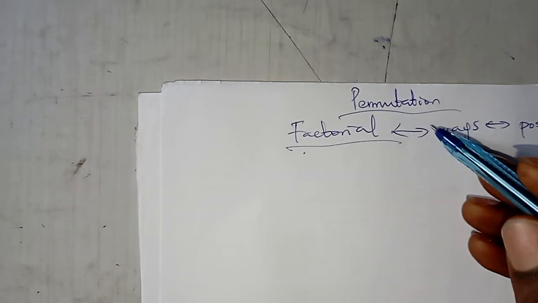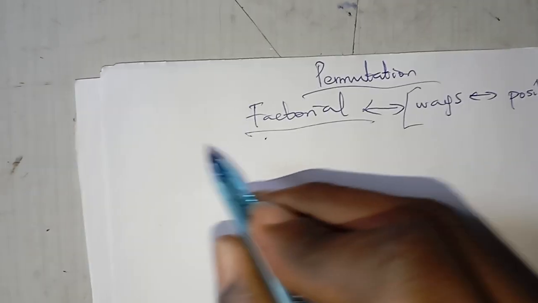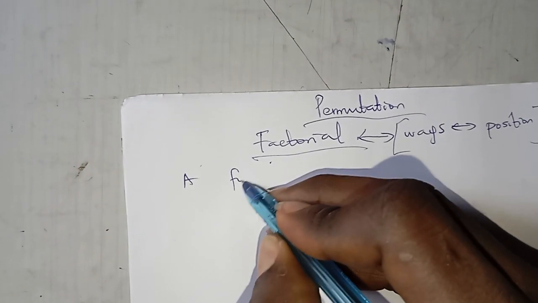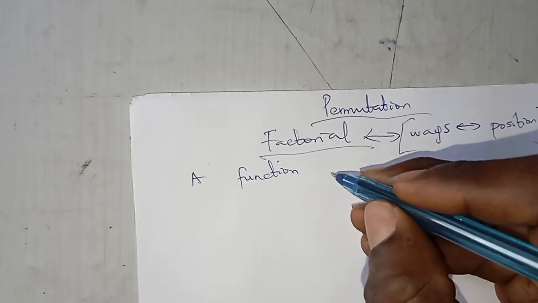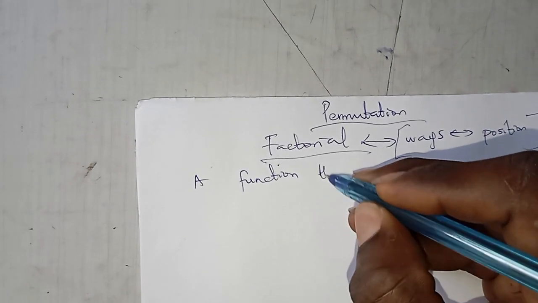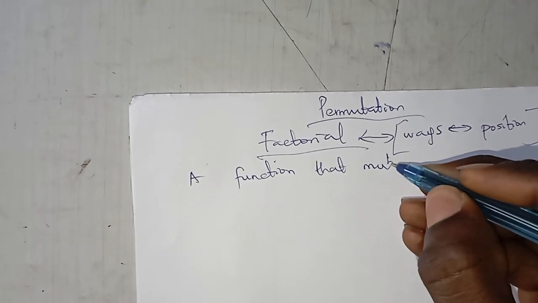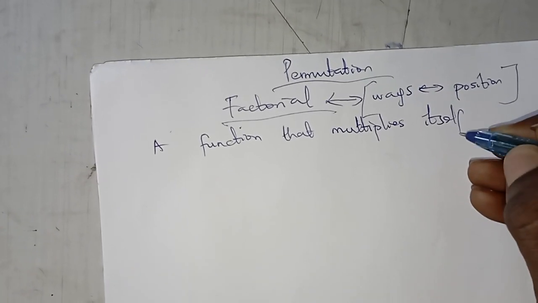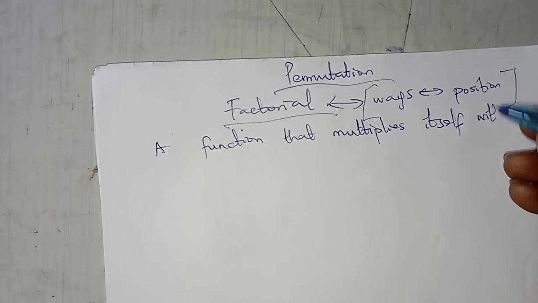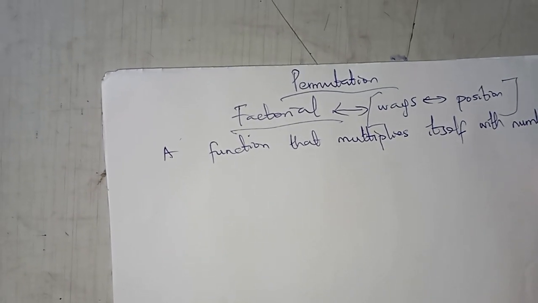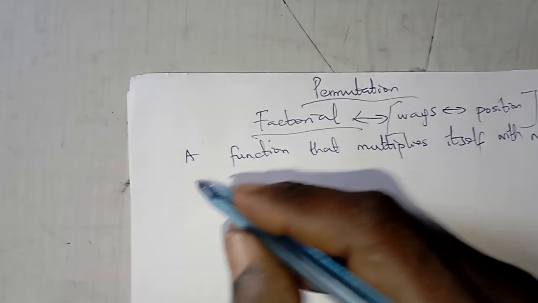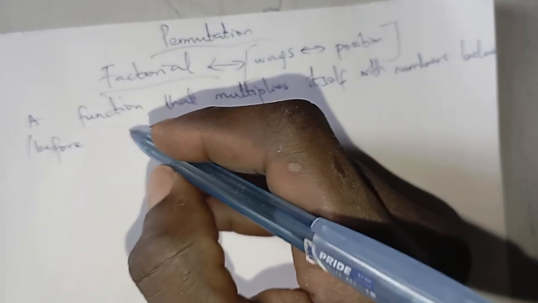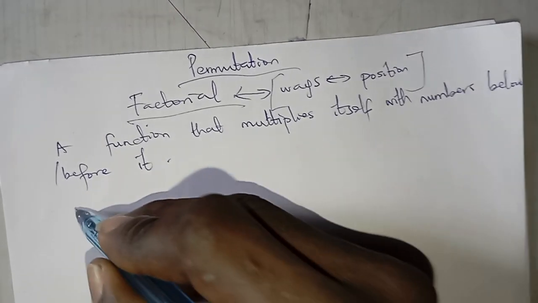I need you to think of it this way. We normally say that factorial is defined as a function. We define it as a function which multiplies itself with numbers below it, or you can say before it. Below it, or you say before it. Numbers below. Example.